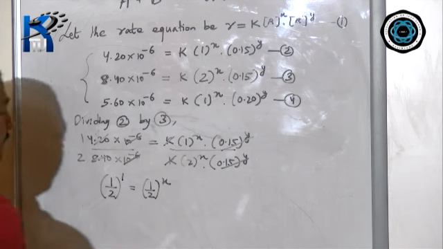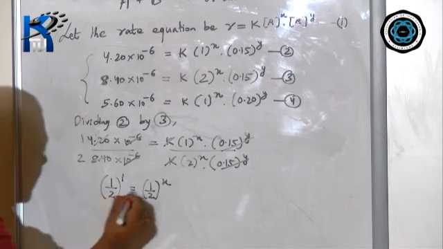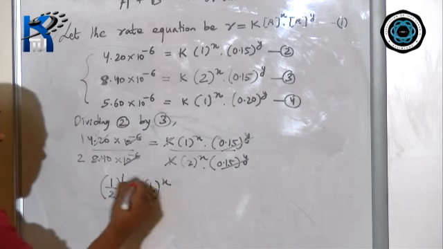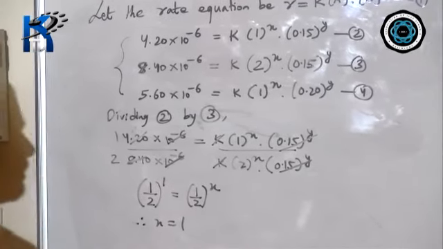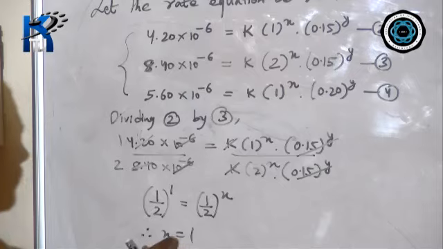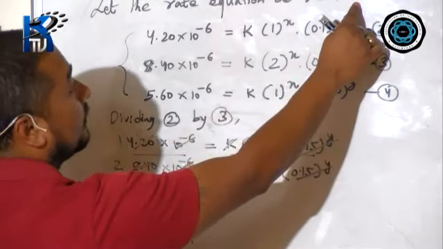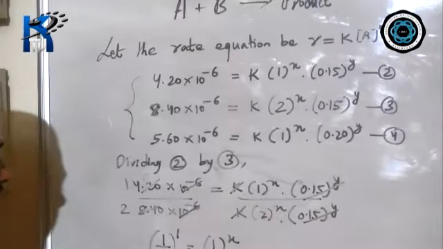Now following the law of indices, since the base is equal, you equate the power. So as a result, you get x is equal to 1. So we got the order of A. The order of A we supposed as x, and now we got the value as 1.